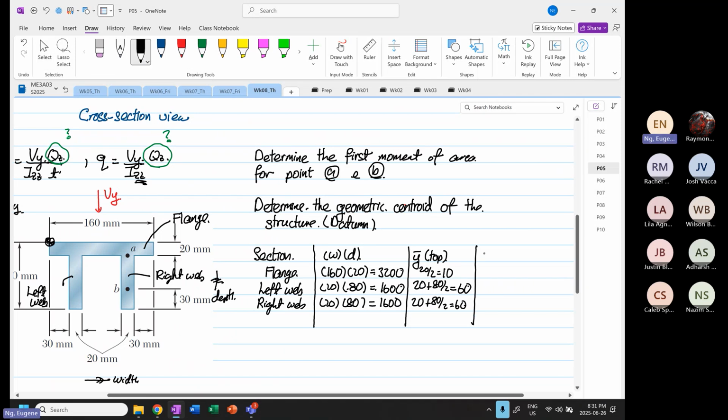And then we do the A, the y bar, and the small y bar. So 3200 times 10 is equal to 32 times 10 to the power 3. Then 1600 times 60 is equal to 96 times 10 to the power 3, and for the right web it's also equal to 96 times 10 to the power 3.